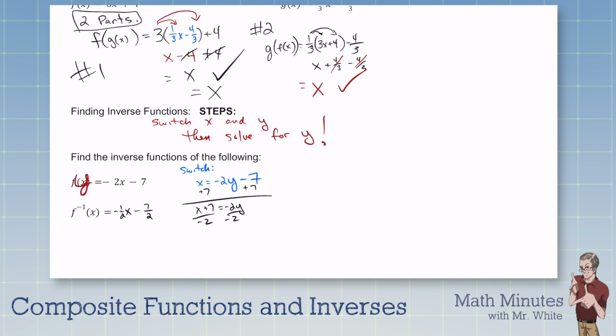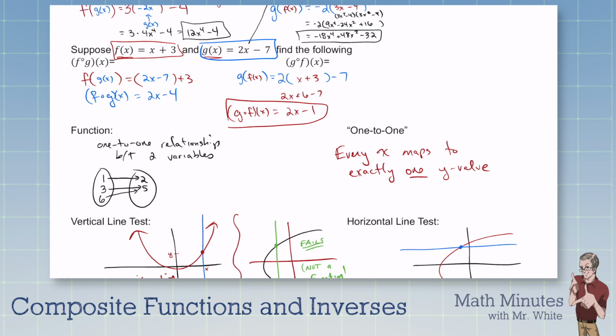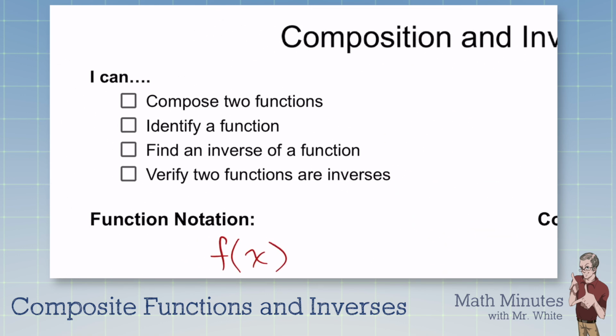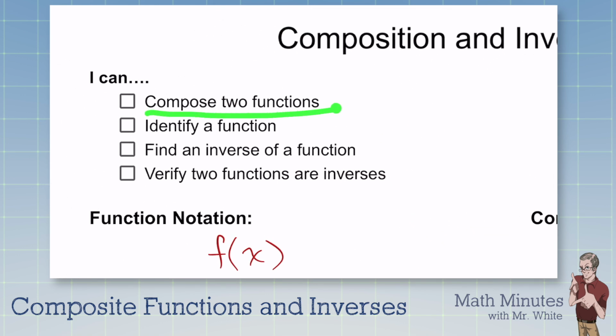All right, so let's spiral back to the beginning here. Today, in this video, hopefully you learned how to put two functions together. We talked about a one-to-one relationship on a function. I just showed you how to find an inverse. You switch x and y, solve for y. And then I also showed you how to verify. You do f of g and g of f, and they should both come out to be x.